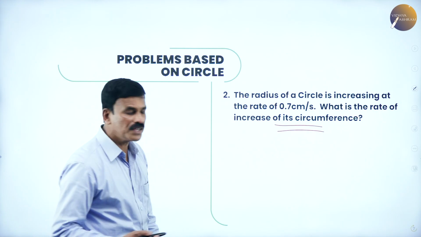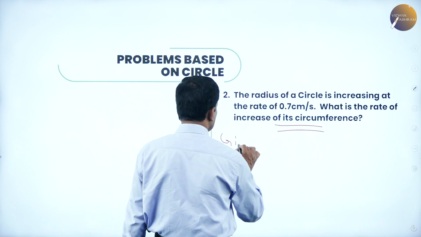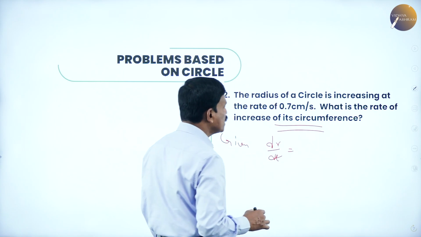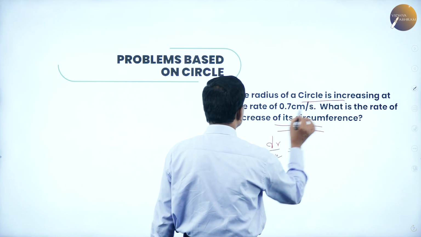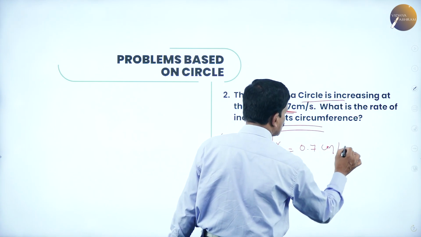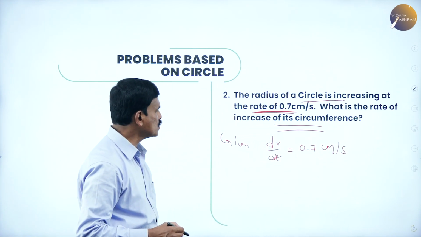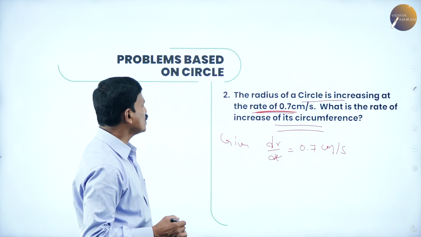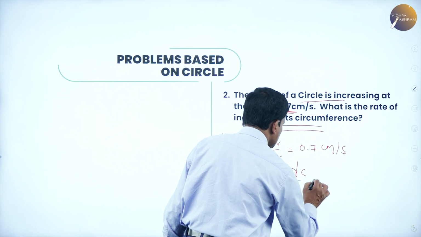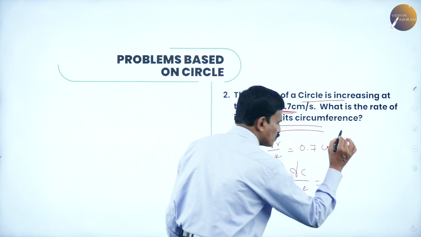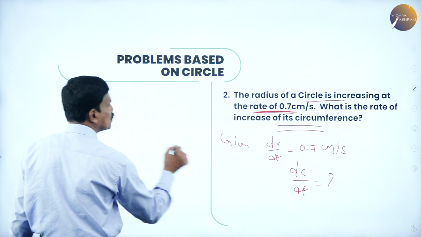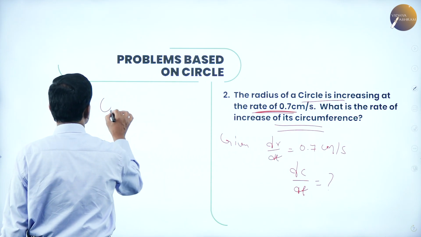See here, the radius of a circle is increasing at the rate of 0.7 centimeters per second, the rate of change of radius. Now, what is given here? Given that dr by dt, the rate of change of radius, is 0.7 centimeters per second. What is the rate of increase of the circumference of the circle? dc by dt is equal to question mark. That's it. Now, what is the formula for the circumference of the circle?